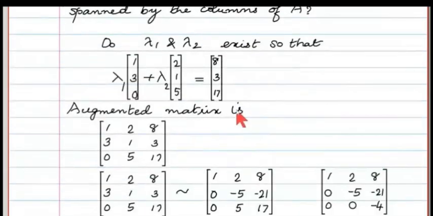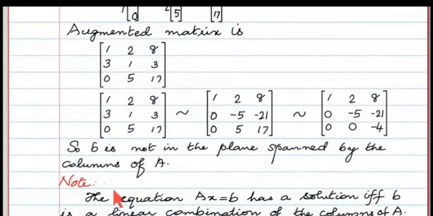So the augmented matrix is this one, 1, 2, 3, 1, 0, 5, 8, 3, 17. So the row echelon form will be like this. Finally, we will get this one. So b is not in the plane spanned by the columns of A. So note, the equation Ax equal to b has a solution if and only if b is a linear combination of the columns of A. So here it is not a linear combination.